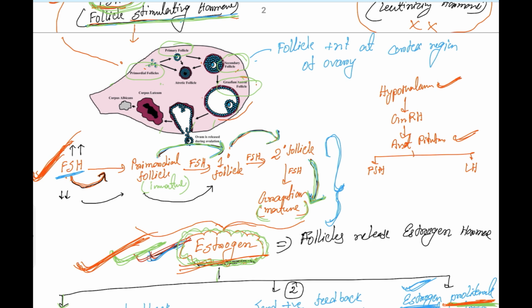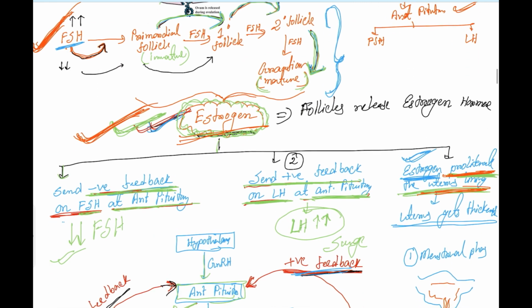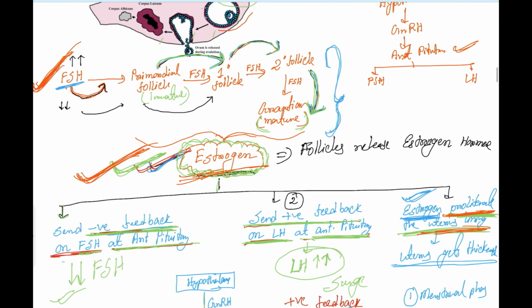Understood? What is the source of estrogen in the follicular phase? Means from where is this estrogen released? Estrogen is released from those follicles. Primordial follicles, primary follicle, secondary follicle, Graafian follicle, all follicles secrete the estrogen. So what is the source of estrogen in the follicular phase? Your answer will be developing follicles, or all kinds of follicles secrete the estrogen, okay.